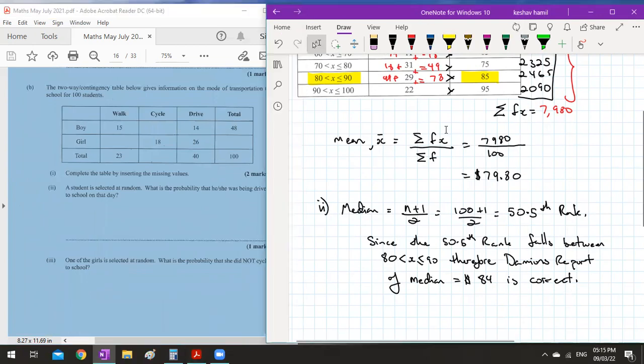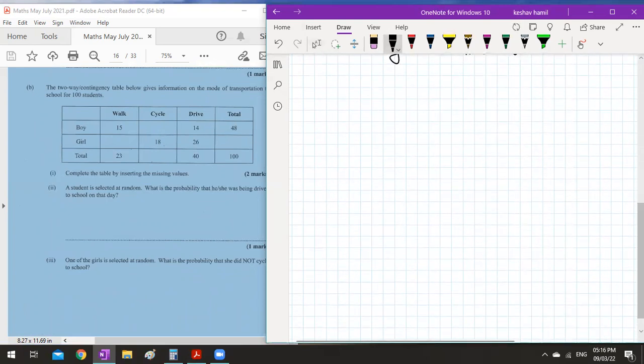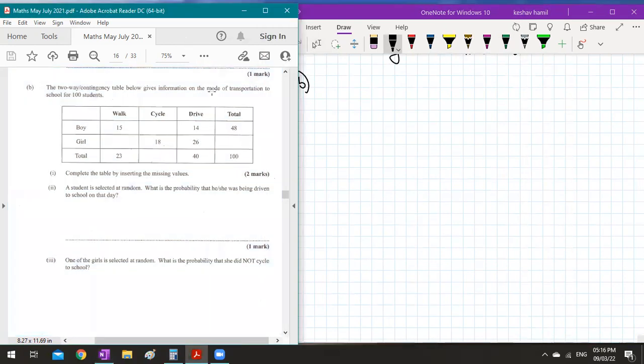Question 5B. The two-way contingency table below gives information on the mode of transportation to school for 100 students. So we have boy, girl, total. We have walk, cycle, drive, and total. Complete the table by inserting the missing values. So we know it's 100 students.